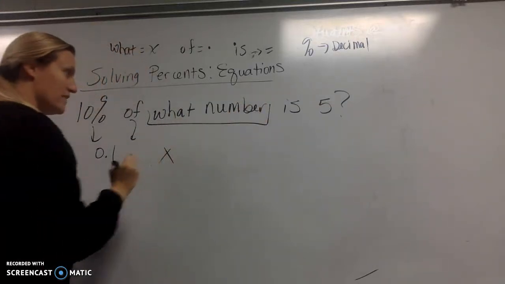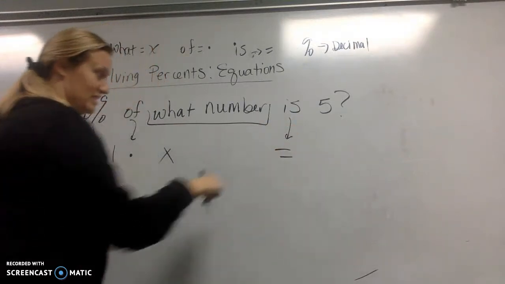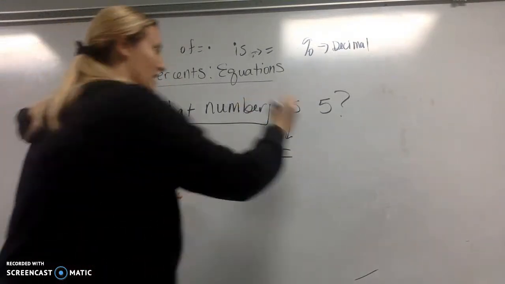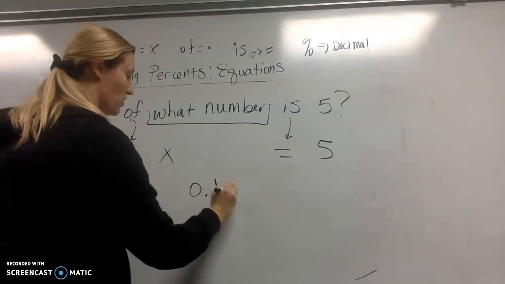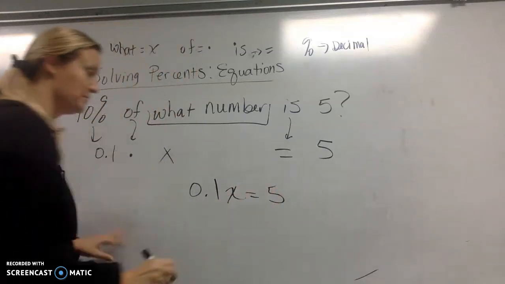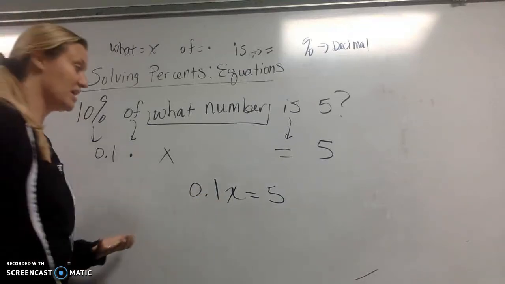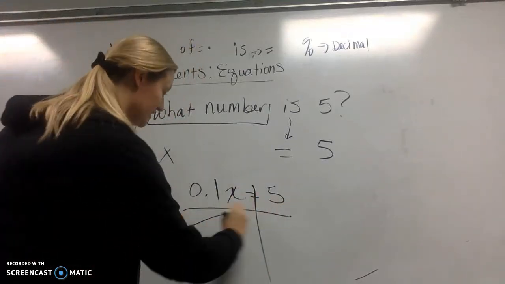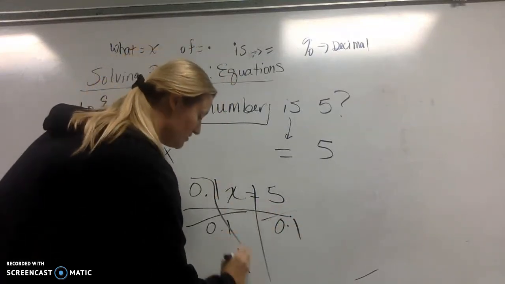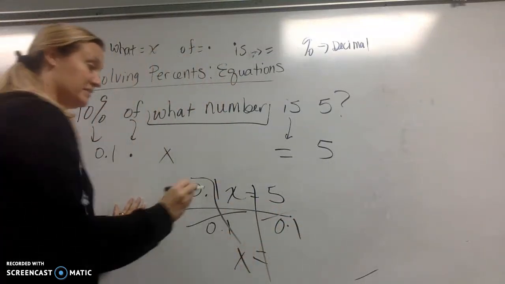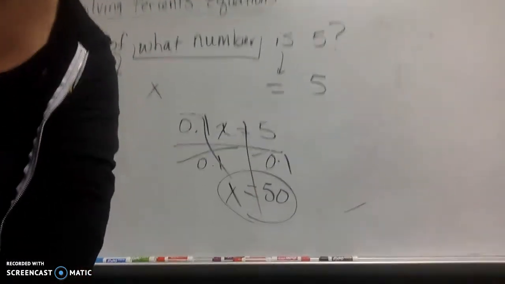What number is our variable. Is an equal. I'm really spreading this out so that you can see what it's like writing it right below, and then 5. So basically, this is saying take 0.1 times x to get 5. So I've now set up an equation again that I can solve, a one-step multiplication. Draw my balance scale, get rid of multiplication with division. That cancels out. 5 divided by 0.1 is 50. So our missing number is 50.